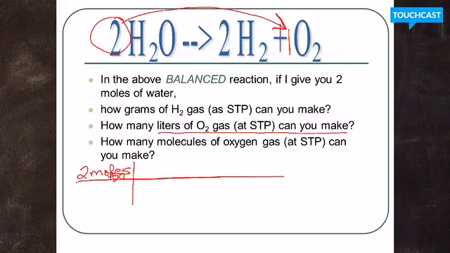All right, so I'm starting the problem with 2 moles of water. I'm going to cross-cancel with moles of water. From the balanced reaction, the coefficient here is a 2, so I'm going to put 2 moles of water on the bottom. And I'm going to put 1 mole of oxygen on the top.